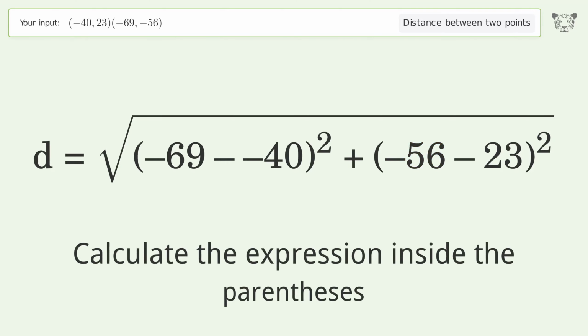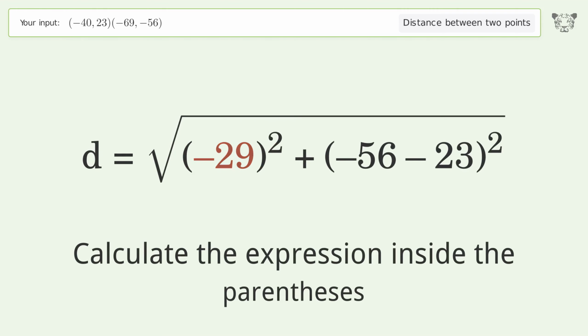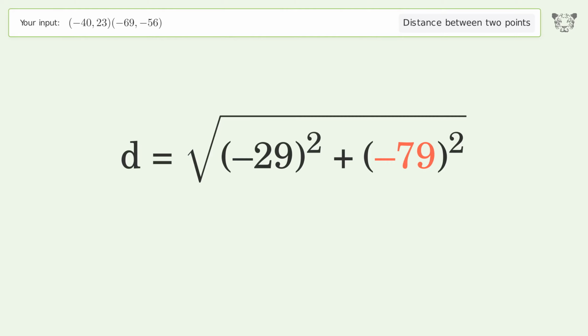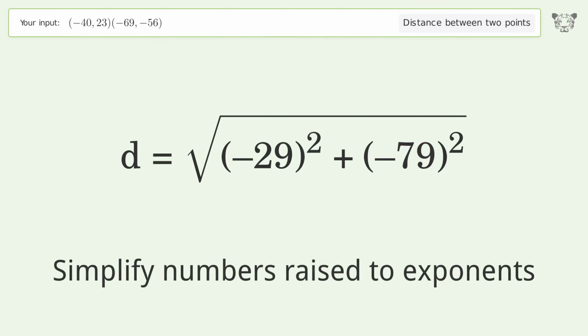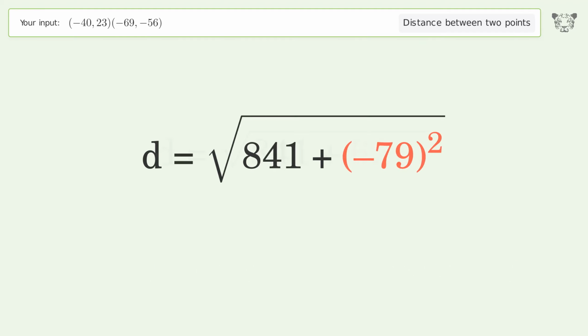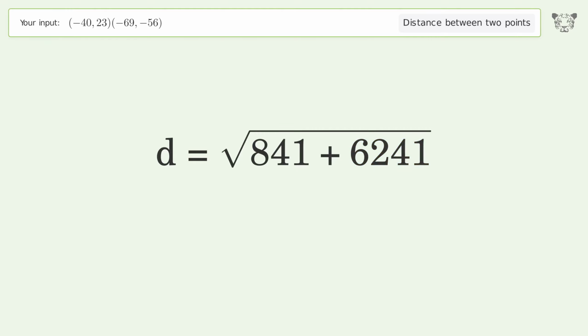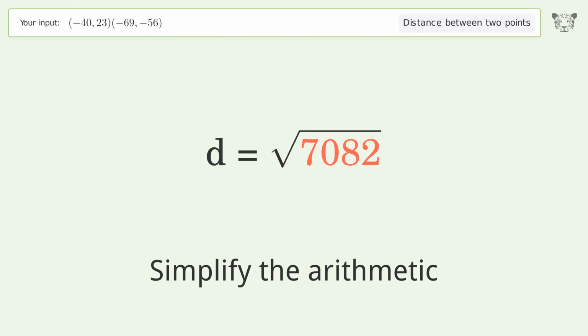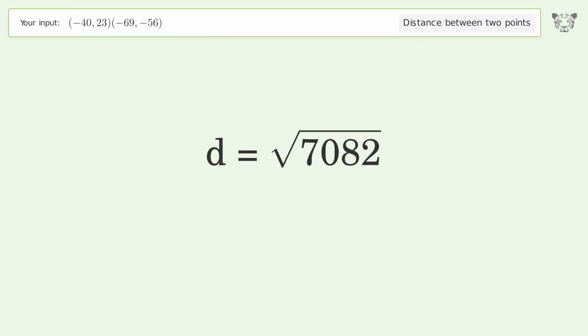Calculate the expression inside the parentheses. Simplify numbers raised to exponents. Simplify the arithmetic. And so the distance between the 2 points is the square root of 7082, or 84.155.